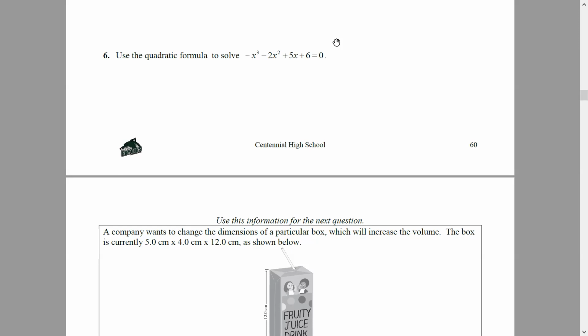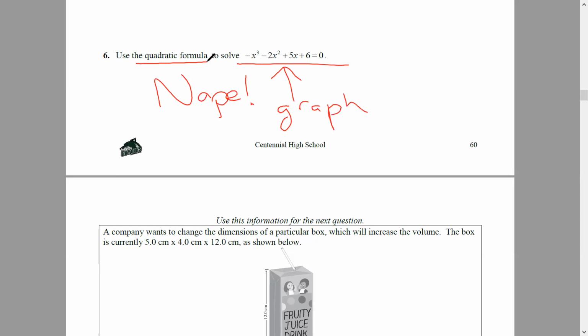Okay, number 6, use the quadratic formula to solve this cubic. Nope. You can't. It's the quadratic formula, not the cubic formula. There is a cubic formula. You're happy I don't teach that to you in high school. So no, you can't. The only way I expect you to solve these things is by graphing. I'm not going to do that right now, but you could certainly graph it yourself.